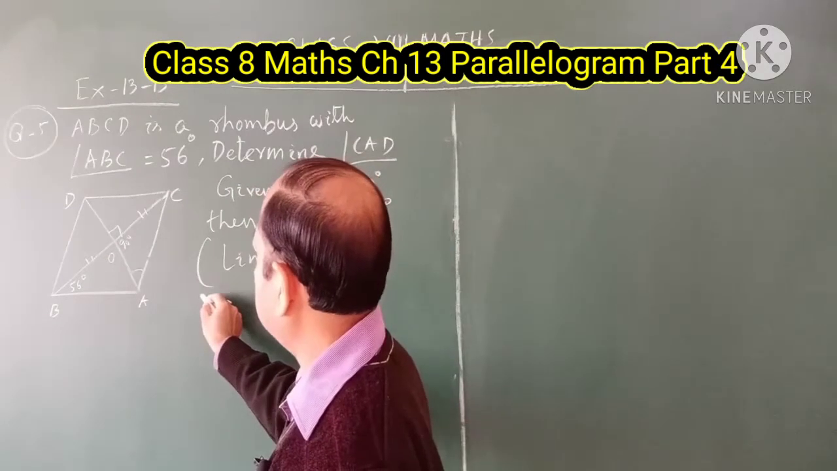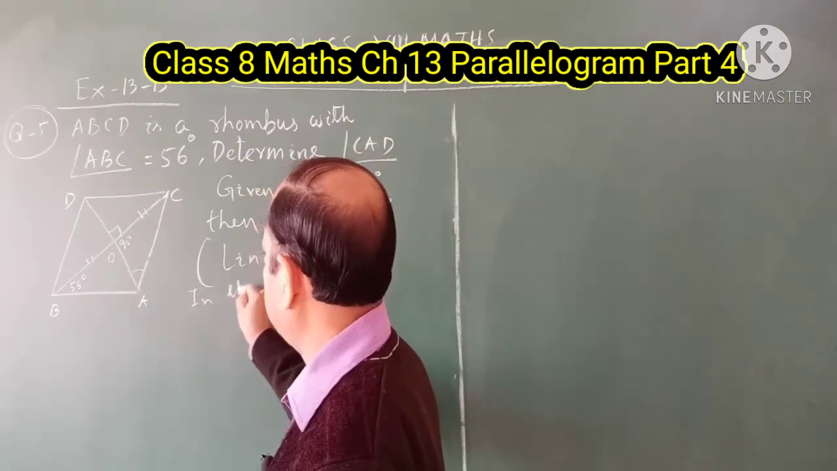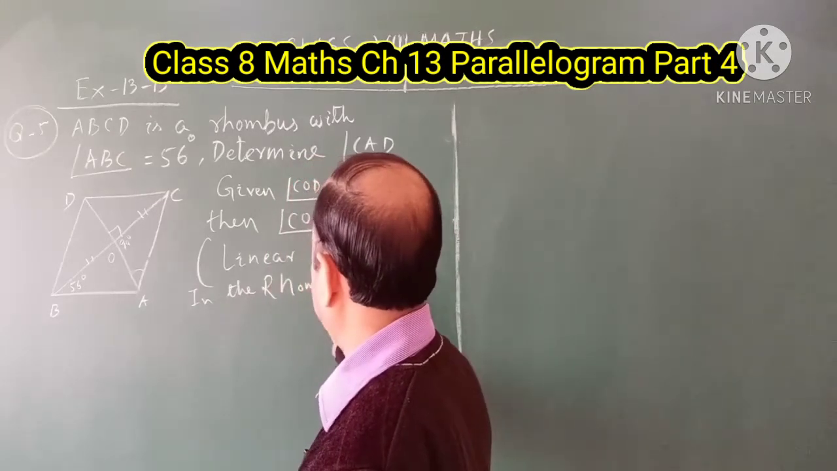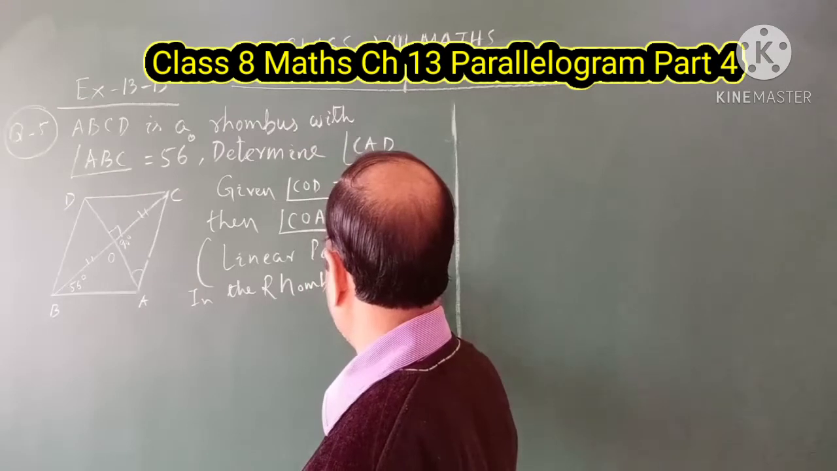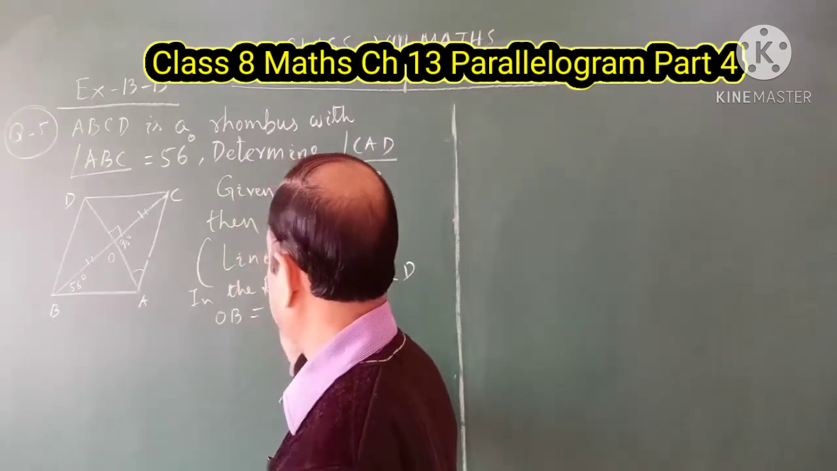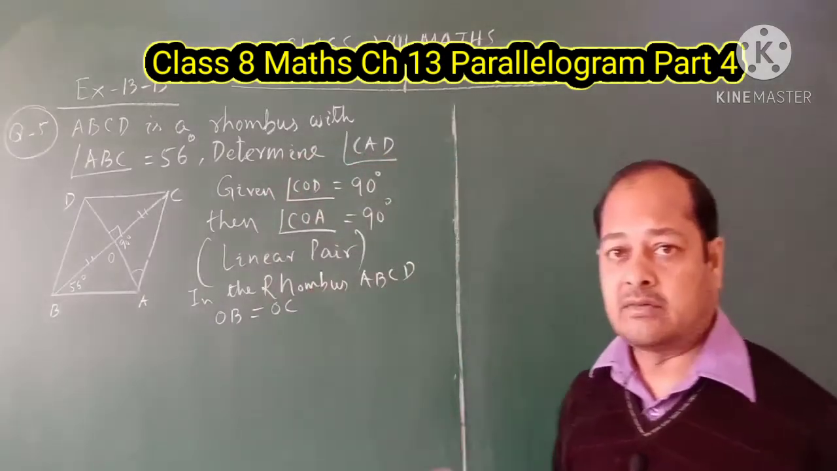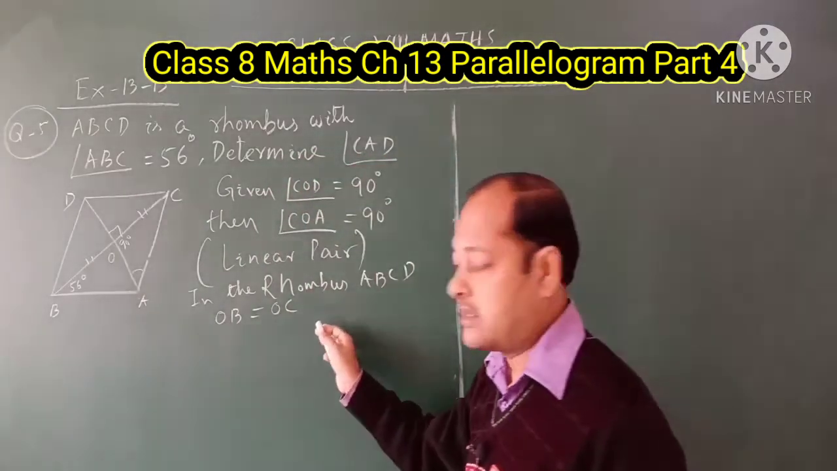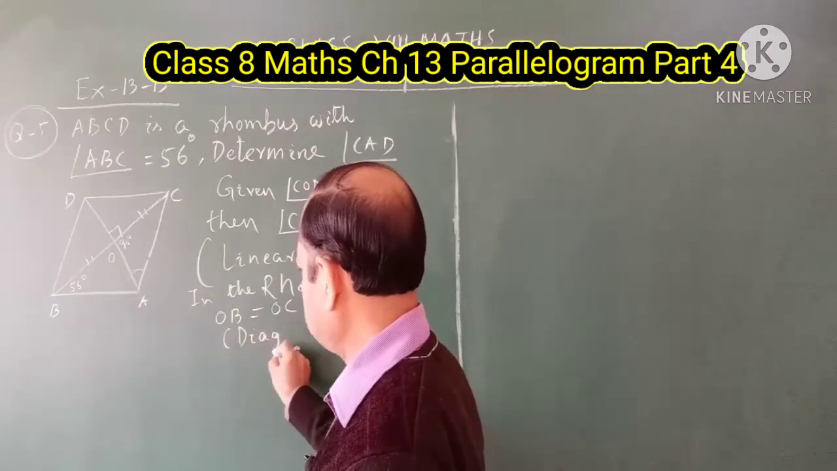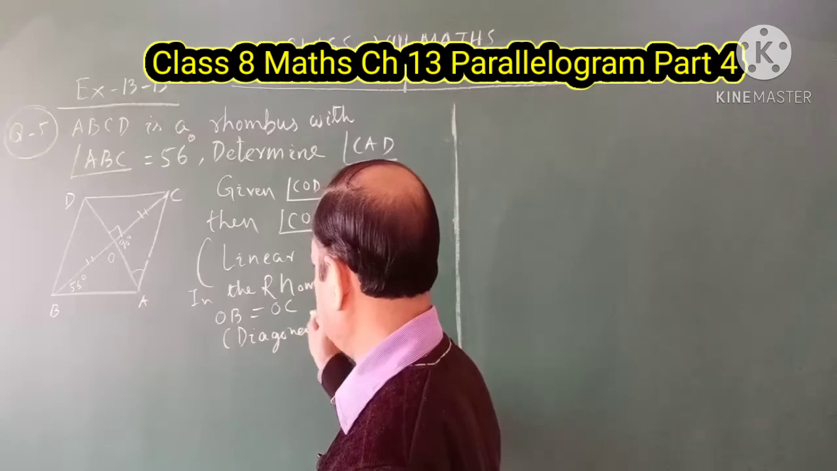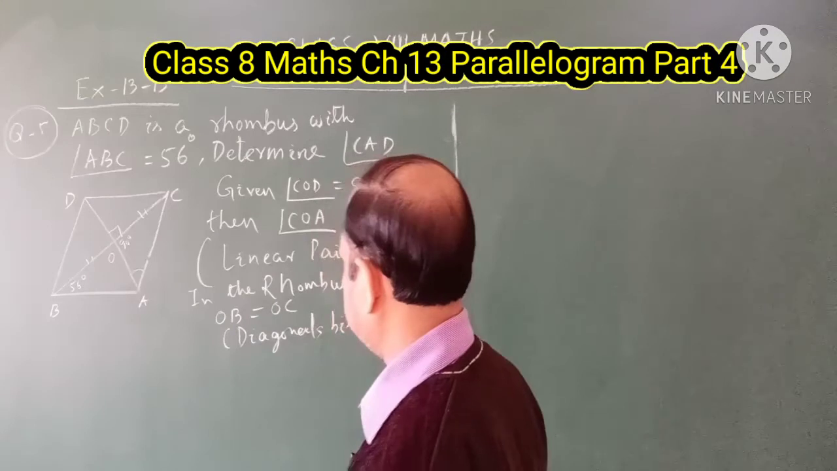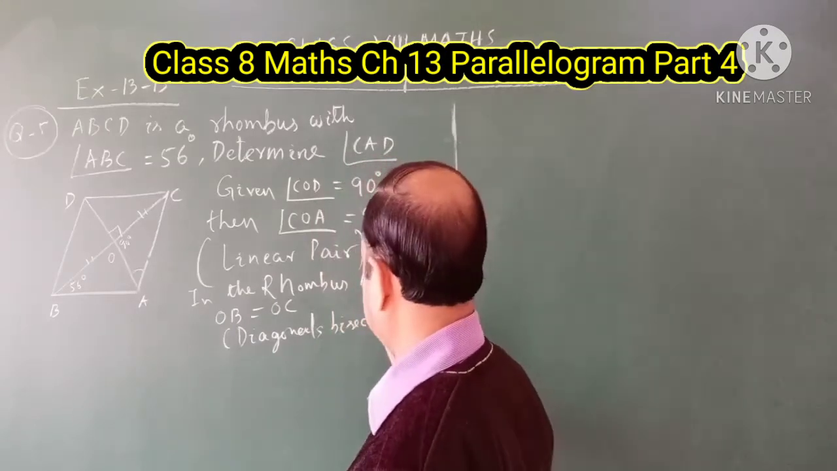So write down, in the rhombus ABCD, OB equal to OC. What is the reason? You have to write out the reason. OB equal to OC, why? Because the diagonals bisect each other.